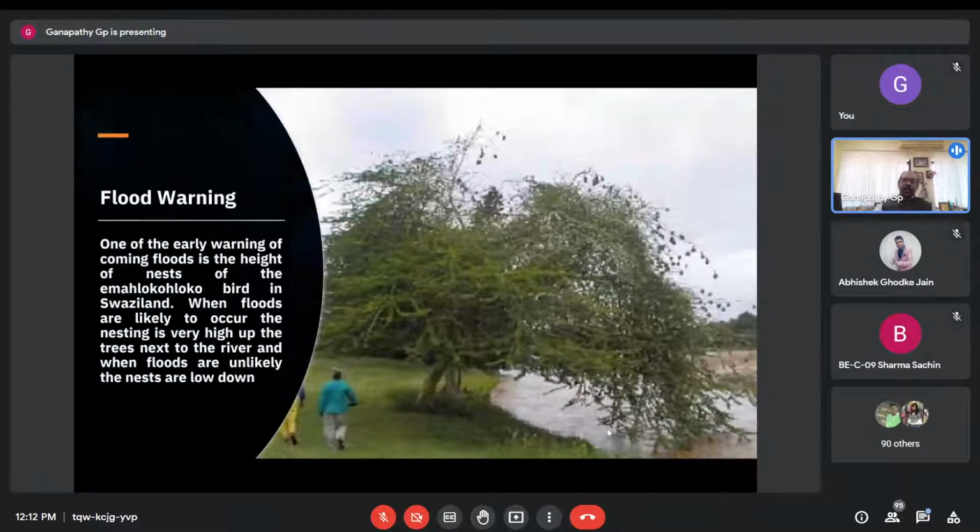And this is the flood warning. This is called the emlaka bird. In India also we have a similar kind of bird. If the birds are shifting their nests from bottom to top, it means there is going to be a flood in that particular location. So again, it's another important thing, that a bird can detect a flood 24 hours before.